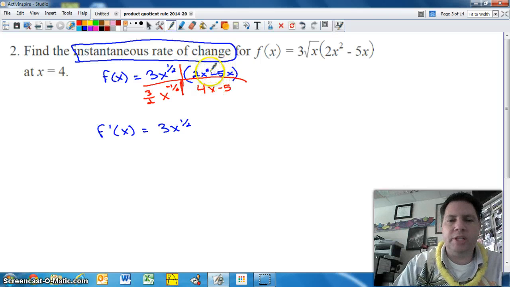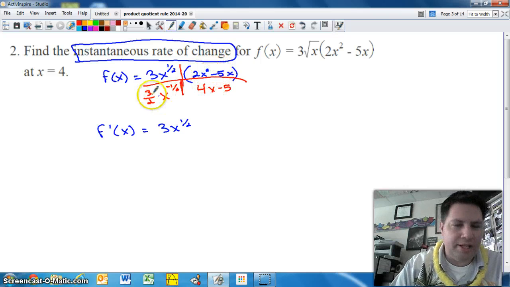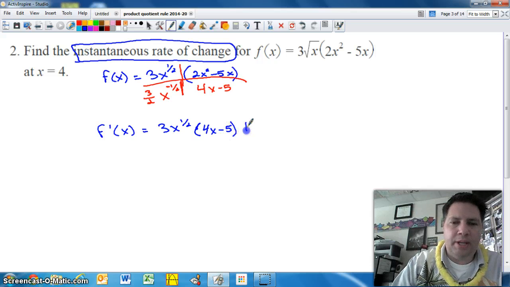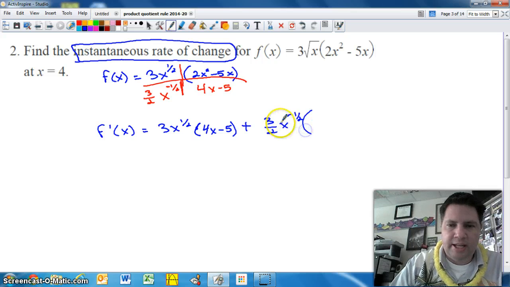Now, sometimes it's better to start with this one because it'll prepare you more for the quotient rule, but it doesn't really matter for product rule. 3x to the 1/2 times, and we've got more than one thing, so I'm going to put the more than one stuff in a parentheses here, the group, plus, and on this one we've got 3/2 x to the negative 1/2 times 2x squared minus 5x.